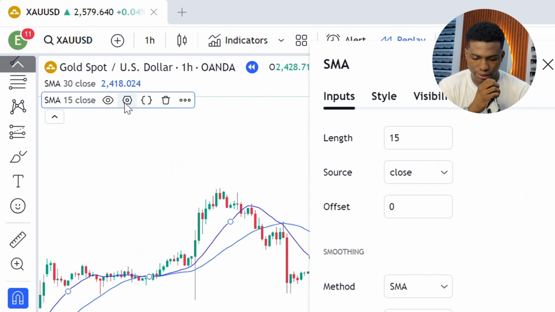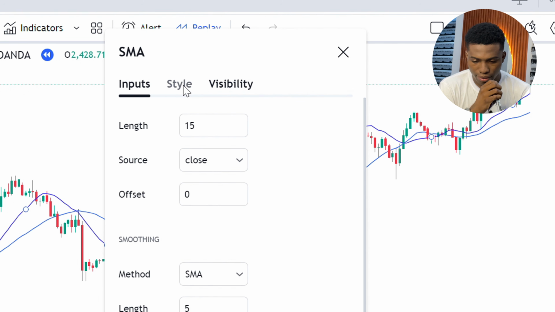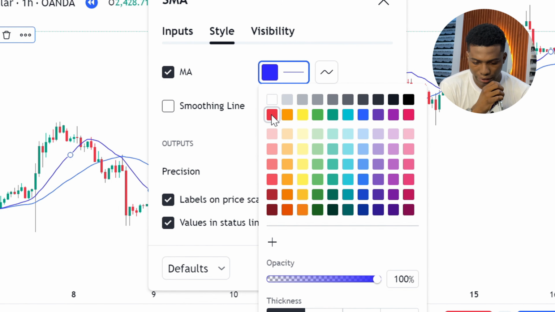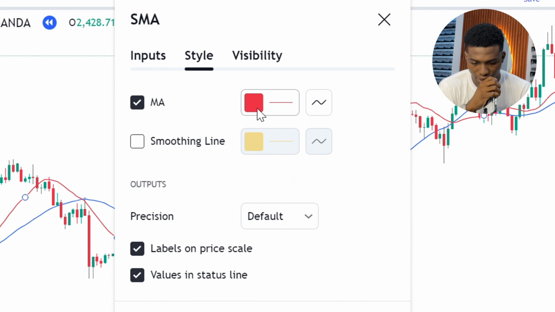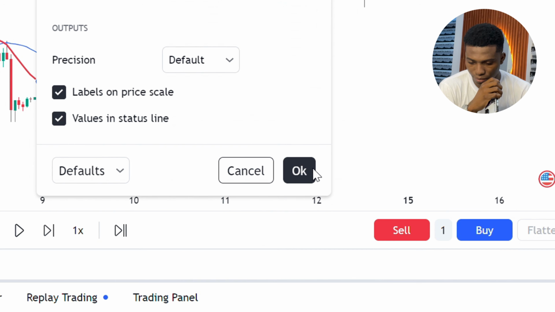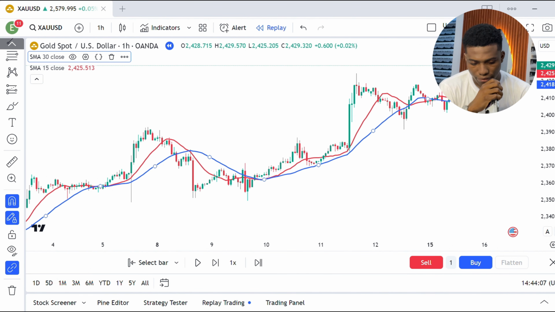So what we're going to do right here is we're going to change these colors, right? So we'll come to the settings and in the style. Now this color is blue, but I'm going to change the color to be red. We're going to increase the thickness at which you can see it, just a little bit. This is okay, and we'll hit okay. Like this right now, we can really detect when the trend is happening. So moving average is going to help us find trends in the market.